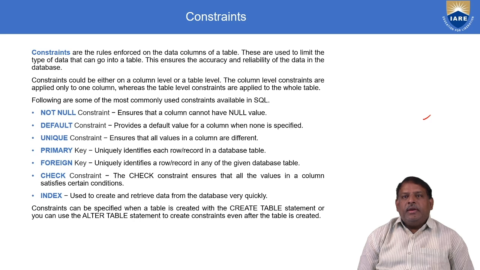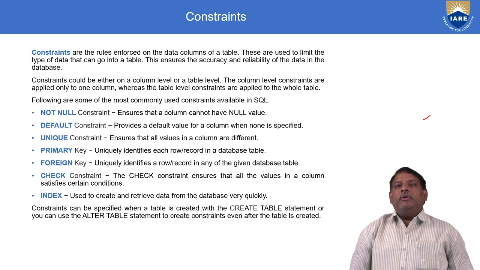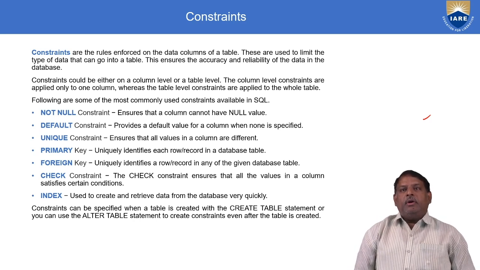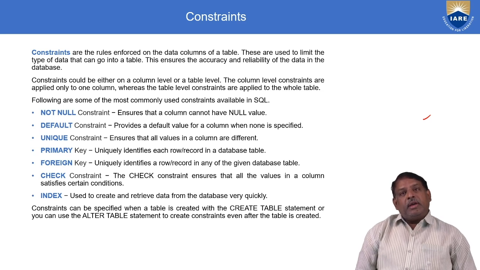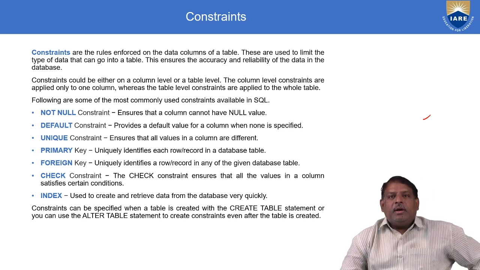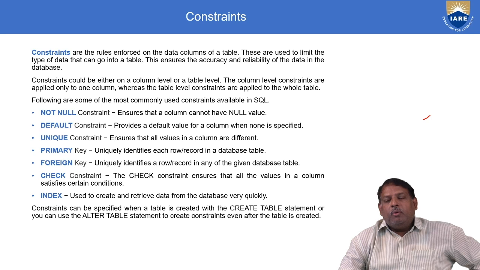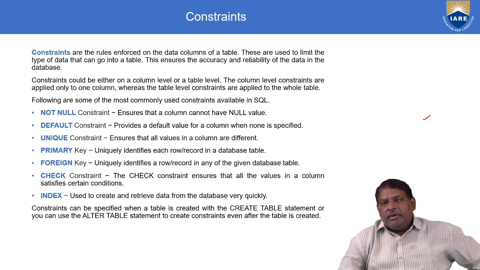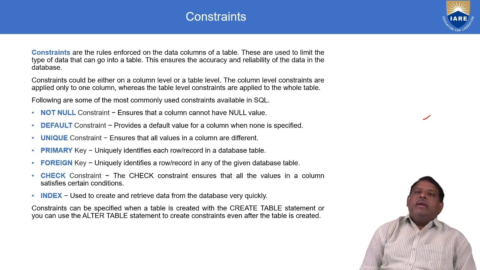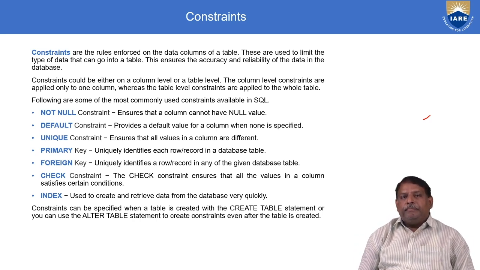Suppose if there is an integer field, you want only integer values to be entered. You don't want a varchar value to be entered. So for that we have some rules we can enforce on the data columns of the table. The constraints can be applied on a column level or a table level. The column level constraints are applied only to one column, whereas the table level constraints are applied to the whole table. That is, when you apply a constraint to a column, it is for one single column, whereas when you apply the constraint for the entire table, all the columns will be affected.